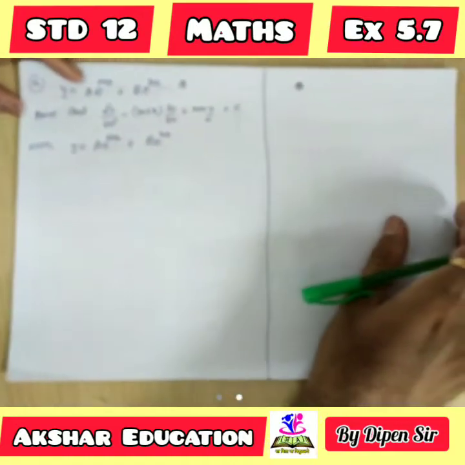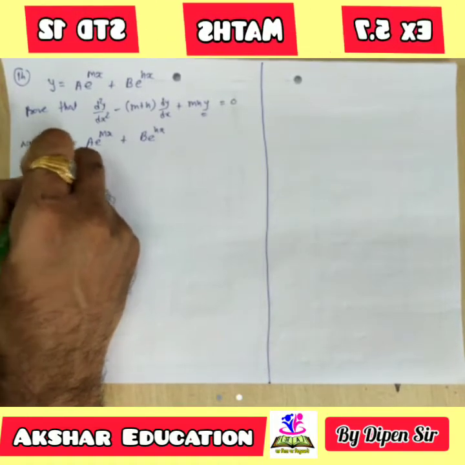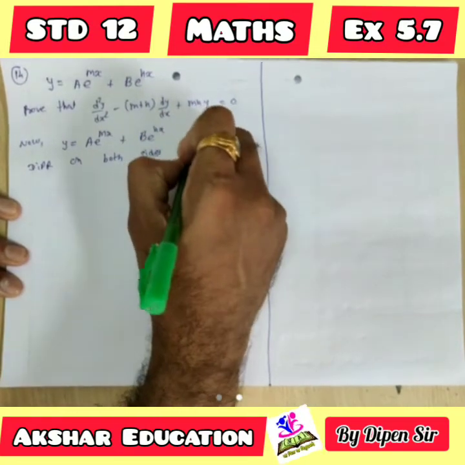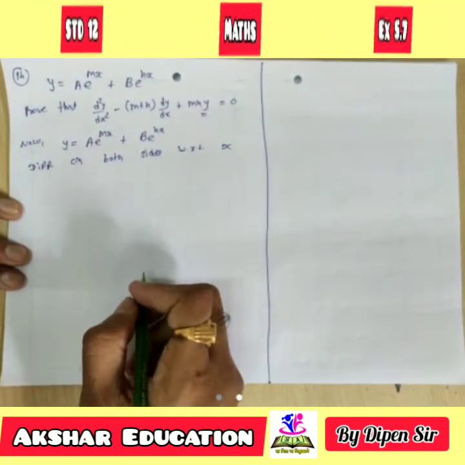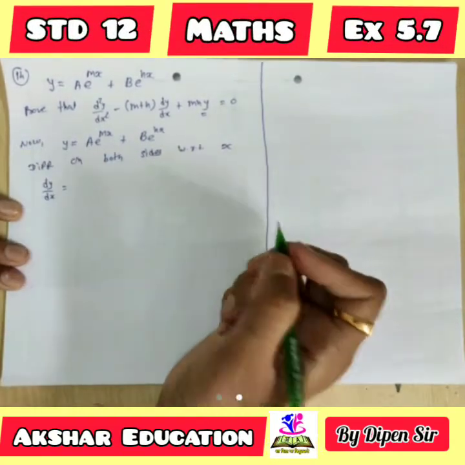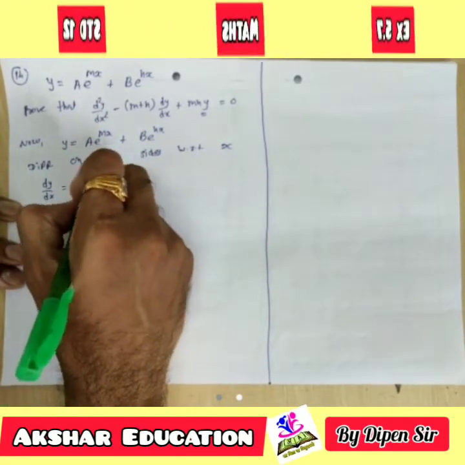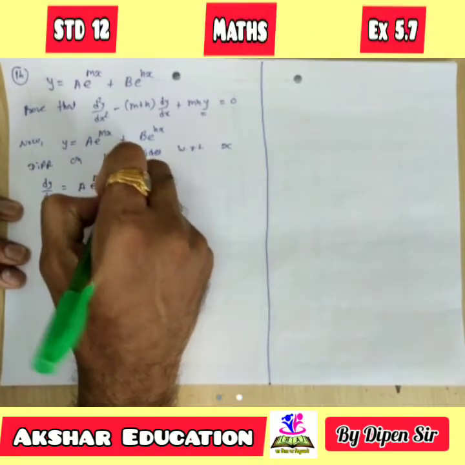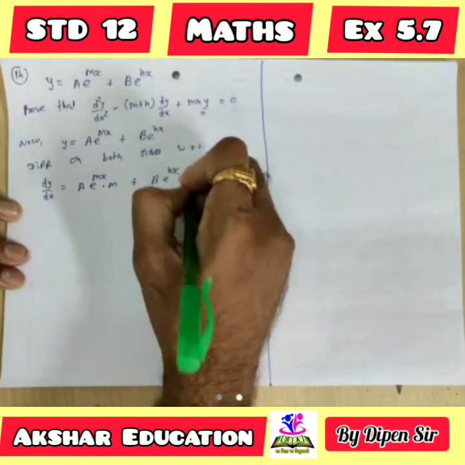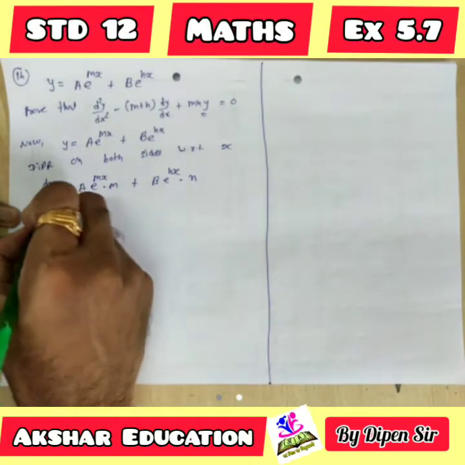Differentiate on both sides with respect to x. So differentiation of y is dy by dx equal to, on the right hand side, this a is constant. Differentiation of e raised to mx is e raised to mx into m, plus b is constant. E raised to nx into differentiation of nx is n. Done. So this is your dy by dx.